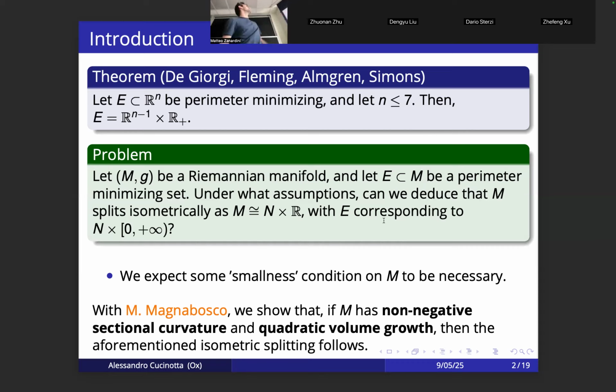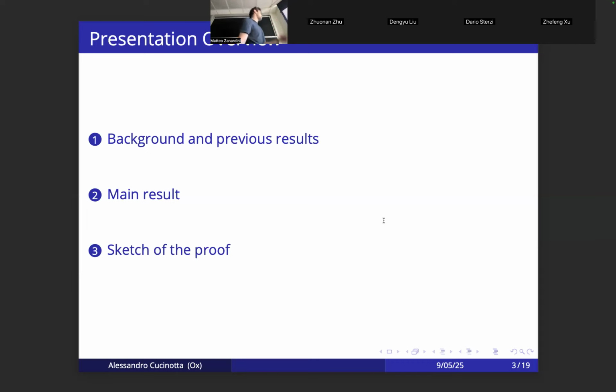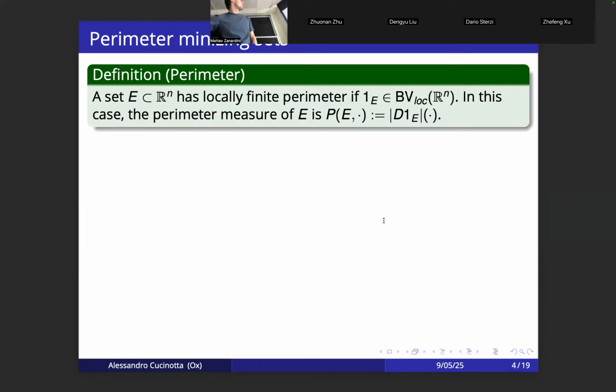Okay, this is just a very brief overview. And now I will give some more background. So the plan is the following: we first give some background and we comment on some previous results. Then we state the main result. And finally, I will give a very quick sketch of the proof. Okay, any questions so far? Good.